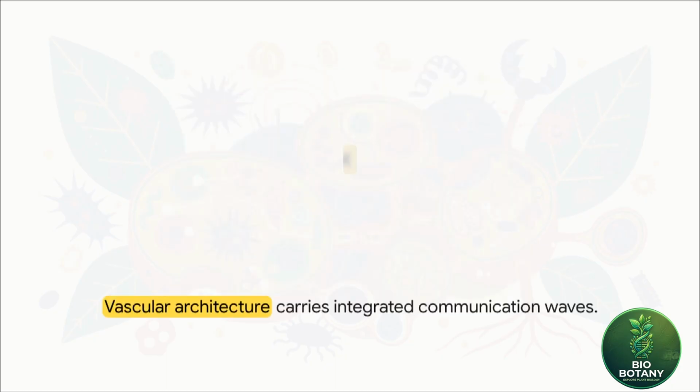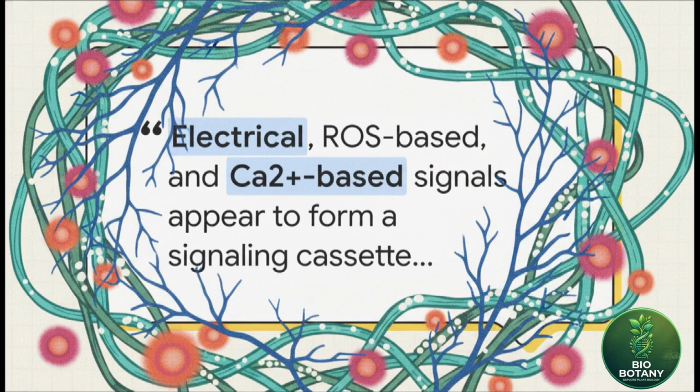Think about the plant's intricate vascular architecture, its roots, its stems, its leaf veins. It all acts as a hardwired highway. The xylem and phloem aren't just plumbing pipes for water and sugar. They are actual structural conduits, perfectly evolved to carry these integrated communication waves throughout the entire biological structure of the organism. To summarize this professional academic review perfectly, electrical, ROS-based, and calcium-based signals appear to form a signaling cassette that is integral to many of these signaling networks.